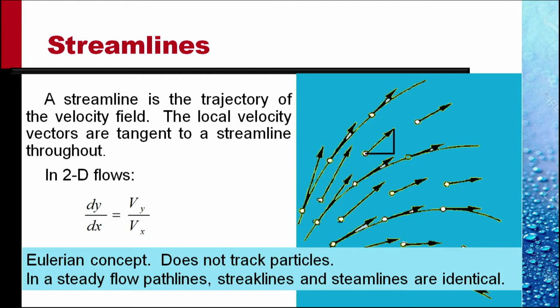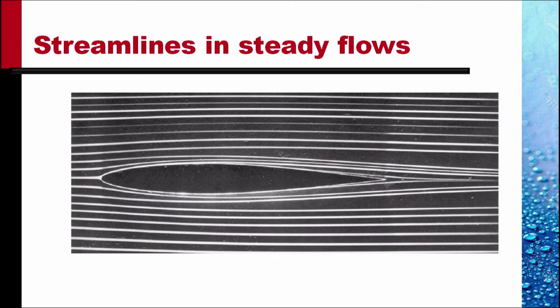In a steady flow, path lines, streak lines, and streamlines are identical. But when the flow is unsteady, these could be very different. This picture shows the streamlines in a steady flow. In fact, these are streak lines. These are streaks of smoke emitting from a rake to the left of this figure and flowing past an aerofoil.